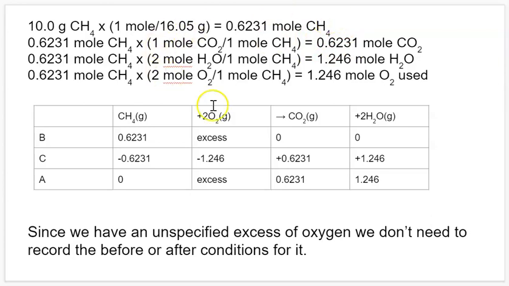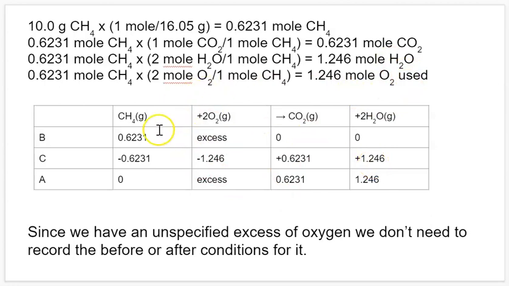And then with that, I can use the mole ratios to determine the other parts that I need to fill out on my BCA table: the amount of oxygen used, the amount of CO2 produced, and the amount of H2O produced. The ratios are going to be 1 over 1, 2 over 1, and 2 over 1 for carbon dioxide, water, and oxygen respectively. Since it's 1-to-1 with CO2, I get 0.6231 moles of carbon dioxide being produced. Since it's 2-to-1 for water to methane, I get 1.246 moles of H2O being produced. And since it's 2-to-1 for oxygen, I get a similar amount of oxygen being used to the water being produced. And I can fill that out on my table.